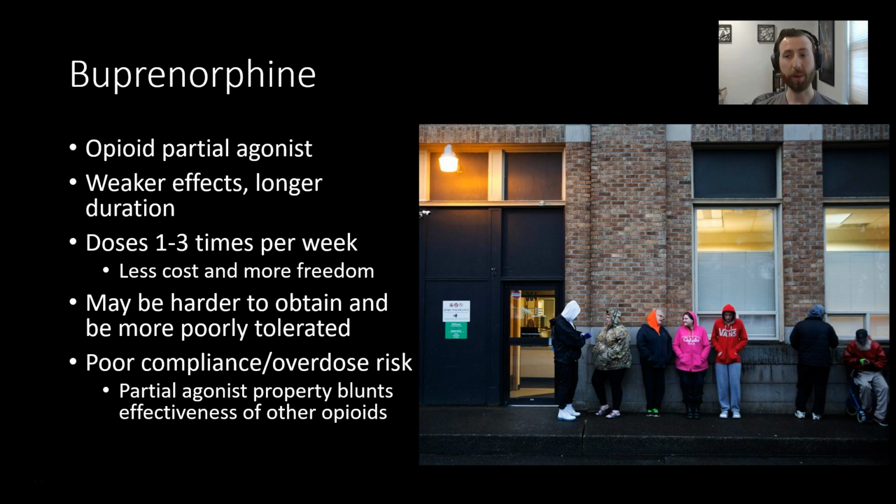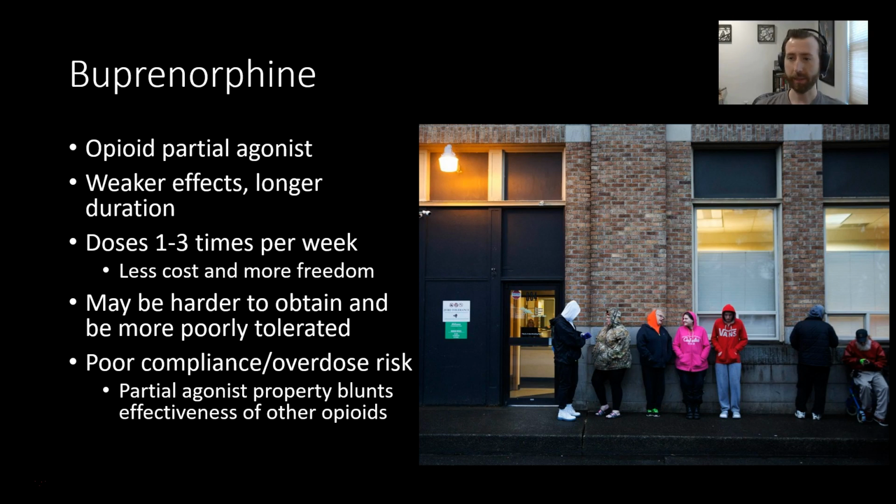This allows for more intermittent dosing, so doses can be taken 1 to 3 times per week instead of daily. This means reduced cost for the funding of these services and more freedom for the people who are using them. However, this approach may be harder to obtain because not all clinics offer buprenorphine, and it may be more poorly tolerated. Often people report having a more negative experience using this as a means of curbing withdrawal. In addition, there can be issues with compliance and subsequent overdose risk.